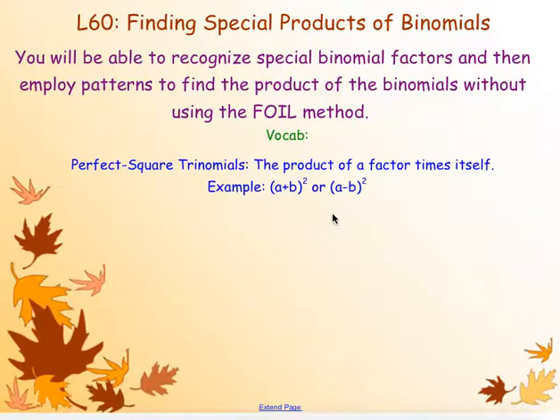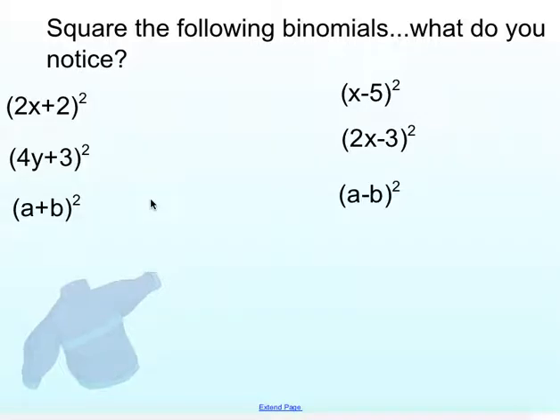Algebra 1 Lesson 60. We are looking at our products of binomials and finding some patterns with these. One of them that we will look at is perfect square trinomials, which is a product of a factor times itself, so something like (a + b) squared or (a - b) squared. In order to find this pattern, let's see if we can come up with it just by seeing some patterns between some of these.